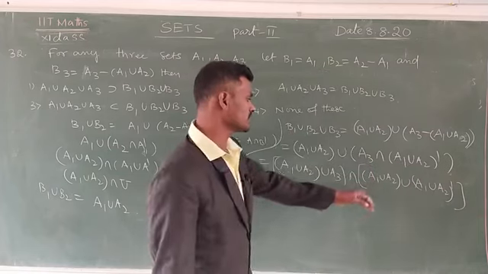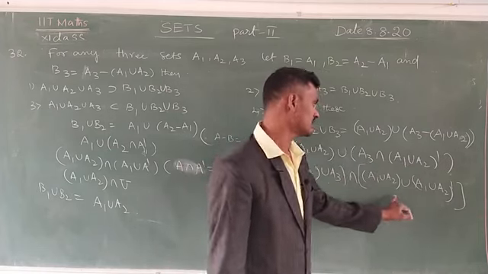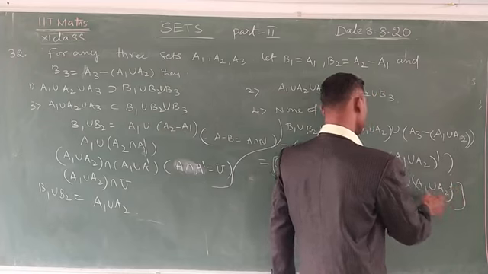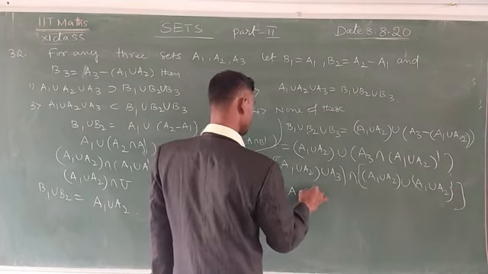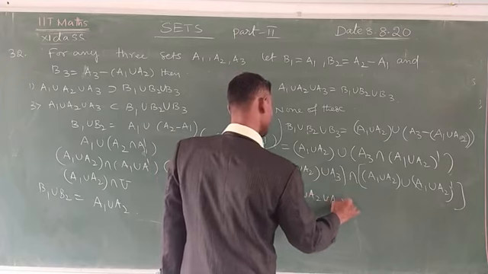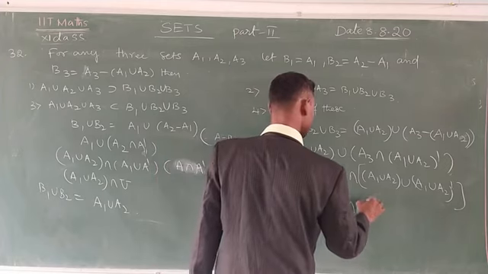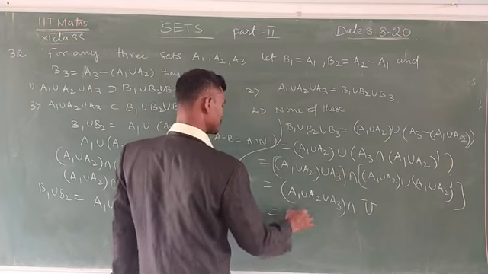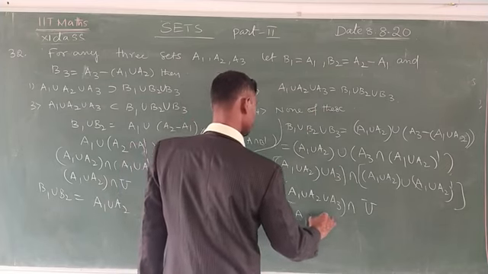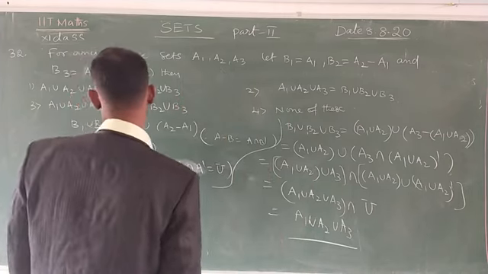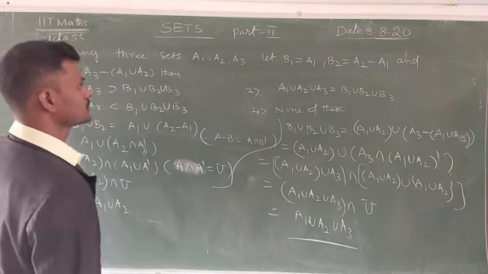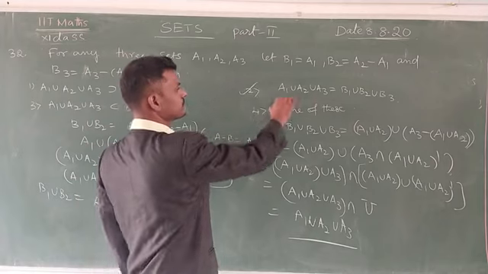Now see here, this is A union A dash. A union A dash means this is the universal set. Then here A1 union A2 union A3 intersection, this is the universal set. Now what is the answer here? A1 union A2 union A3 only. Then which option? This is the second option. Note down.